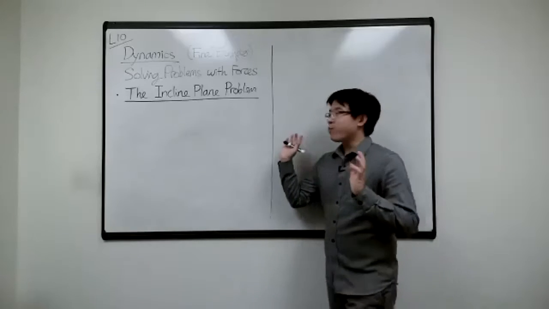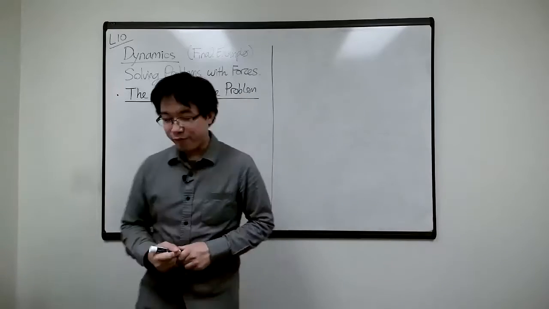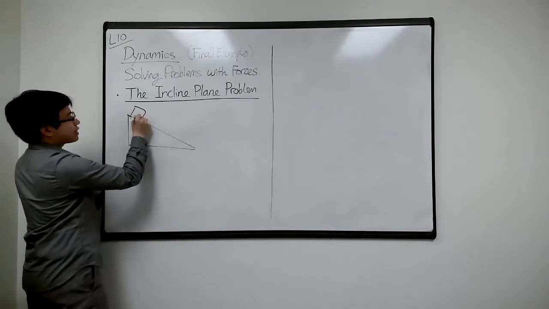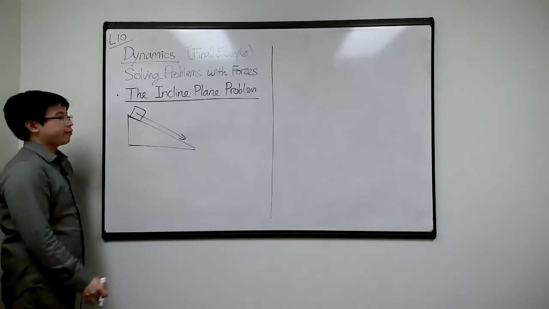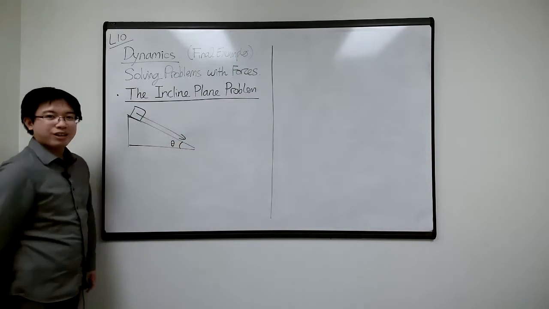Okay, so no point hiding from it anymore. We'll tackle this head on, right? The incline plane problem, the famous problem of having a slope like this, putting a box somewhere over here and have it slide down. Tell me everything you know about it, right? How long does it take to get down the slope if I tell you a certain angle like this, all right?